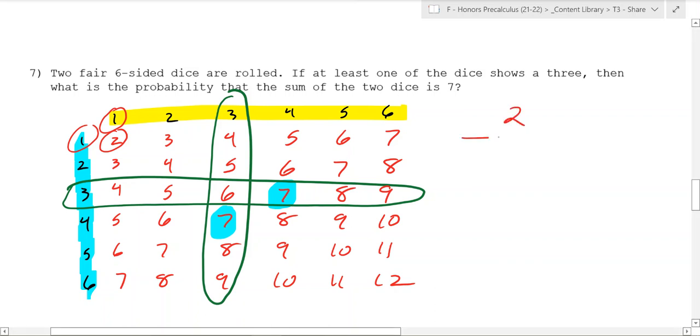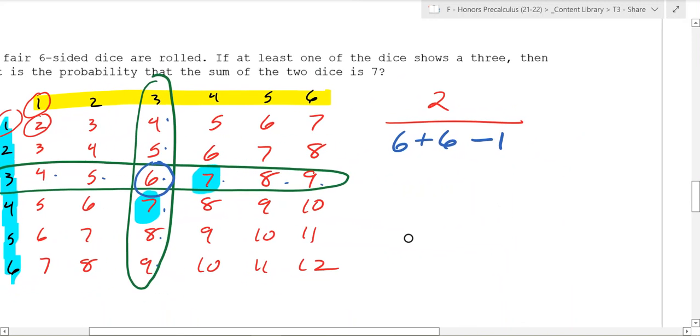There's only 2 ways, but then you have to count the ways to play the game. So how many outcomes could you have? Well, you could have all of these things. So you have 1, 2, 3, 4, 5, 6, and 1, 2, 3, 4, 5, 6, but you double count the 6 here. You would double count that one in the middle. So there's 6 plus 6 ways to play, but you would double count the middle. So there's really only 6 plus 6 minus 1. You have to be careful of that double count. So that's 2 over 11.